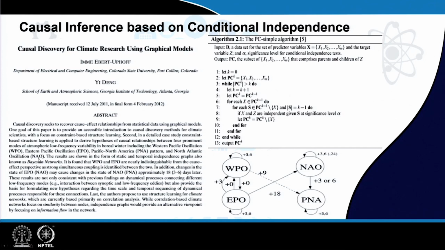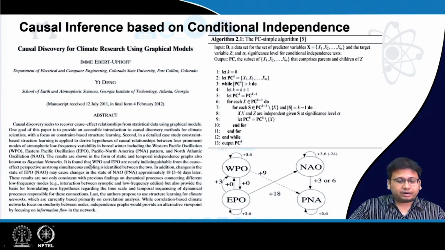Now the relation between these variables, these are roughly known to atmospheric scientists who have some intuition about the physics of the process, and they know which variable influences which other variable. The results are shown in the form of static and temporal independence graphs, also known as Bayesian networks.